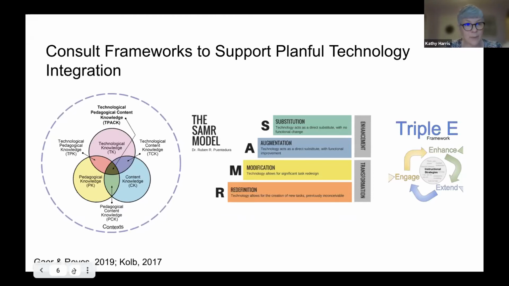The second one is called the SAMR model, which is substitution, augmentation, modification, and redefinition. And that's this idea of the different ways that technology can enhance or transform education, to really be thinking about how is learning either enhanced or transformed. And then the Triple E framework, and these links are all in the research brief. You're welcome to go there to find them. Triple E looks at the degree to which the technology helps students to meet learning goals, and provides a framework for teachers to evaluate tools in light of those pedagogical goals.